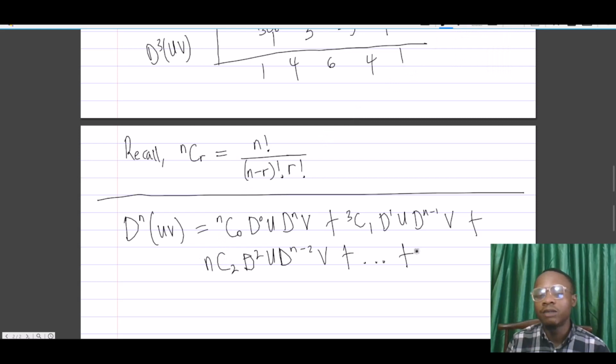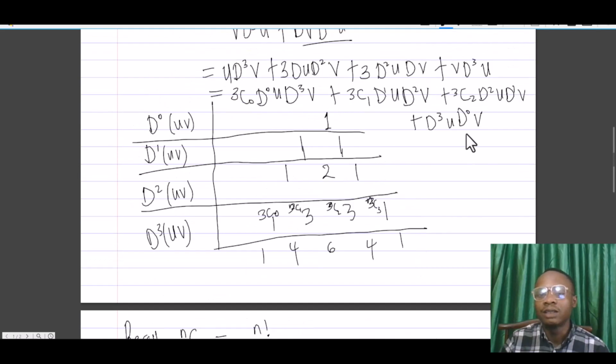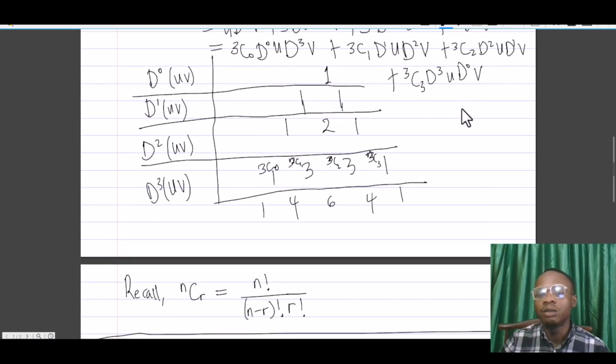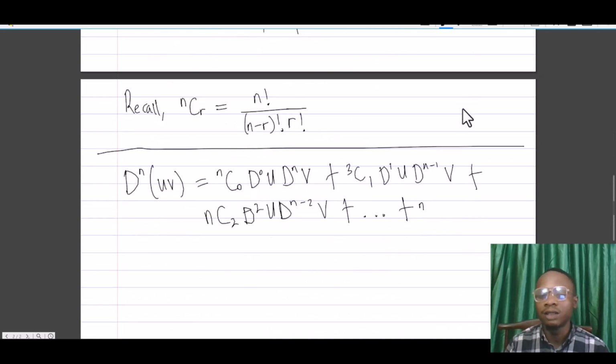And then by the time we get to the last point, we see that it ended at n combination n. This is meant to be n combination n. So it ended at n combination n, and before that we had n combination n minus 1.